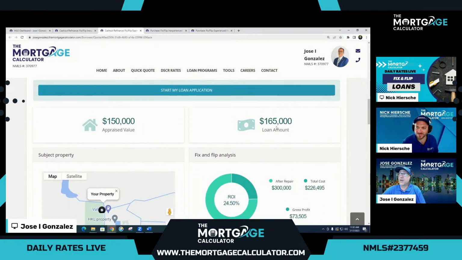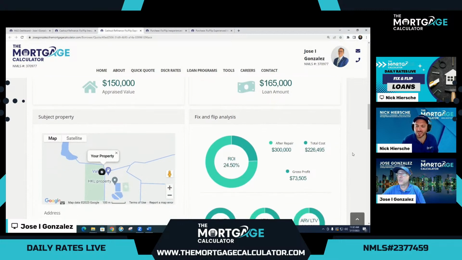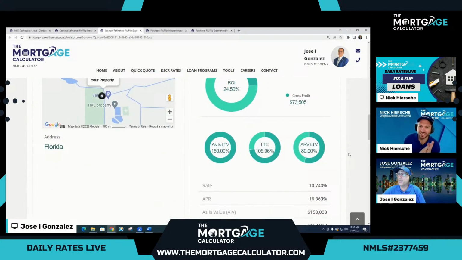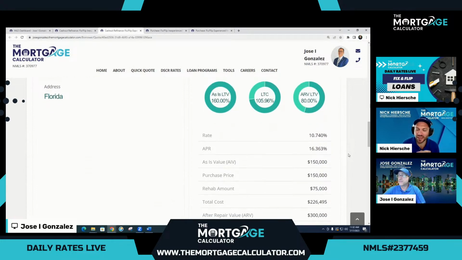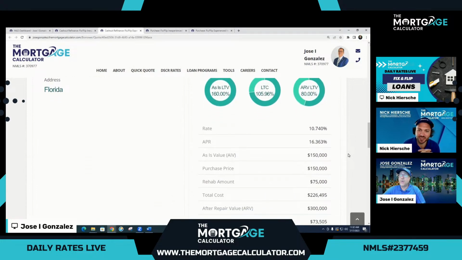So notice though, $165,000 is the total loan amount, even though our ARV is 300. So let me break this down a little bit, Jose. So this person paid how much for the property? We're assuming in this case that they paid $150,000. So their bank account 150. They paid cash. They went to zero. Now they're asking for a cash out refi. How much money is going back into their bank account? The initial advance was $90,000.